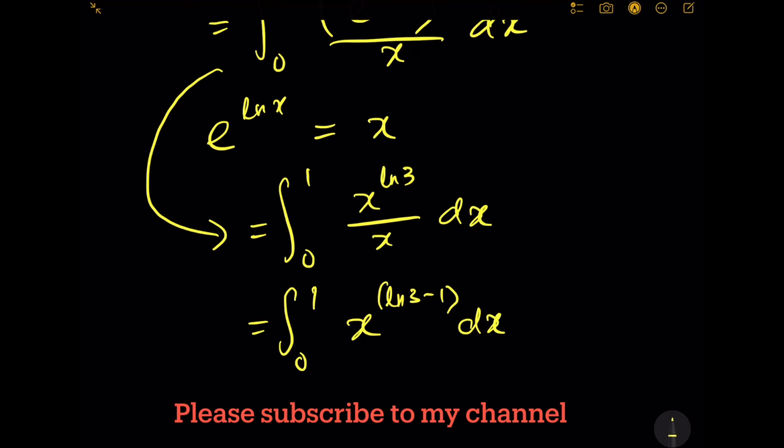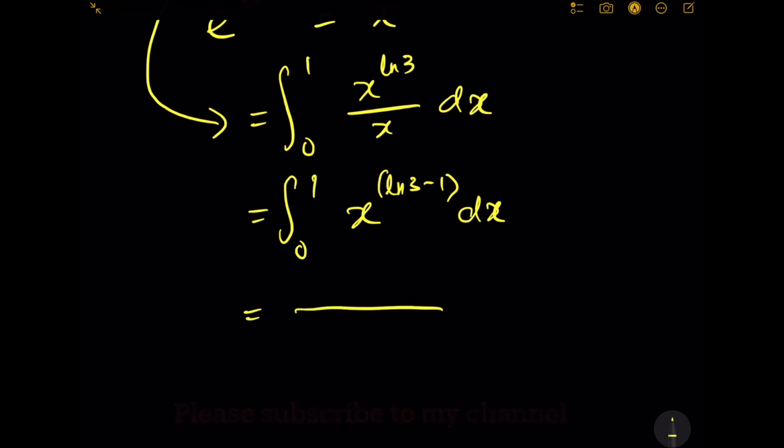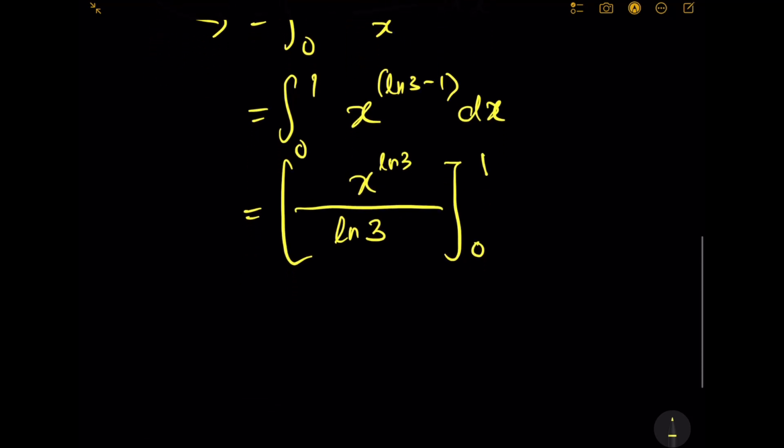When we come to here, the integral is quite easy. It is simply equal to 1 over ln 3 minus 1 plus 1, which becomes just ln 3, and then x also to the power ln 3 minus 1 plus 1, which is only ln 3, with the range of 0 to 1. So obviously the answer is 1 to the power ln 3 over ln 3, and here is the final answer.